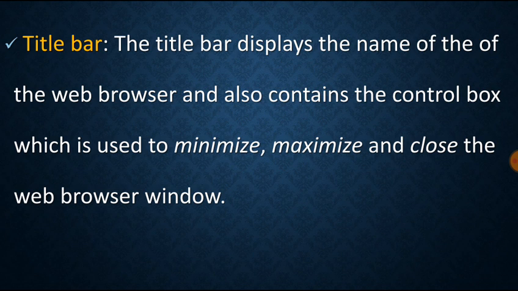The first one, we made mention of the title bar. And we said the title bar is the first bar that is seen on top of most windows being displayed on the desktop. The title bar displays the name of the application. The title bar that is seen in the web browser window also displays the name of the web browser, and it also contains the control box, which is used to minimize, maximize, and close the web browser window.